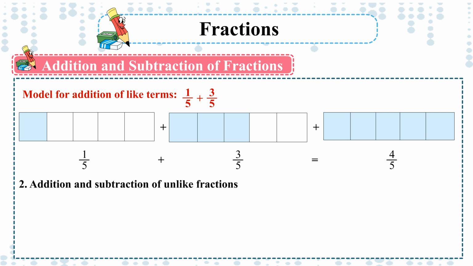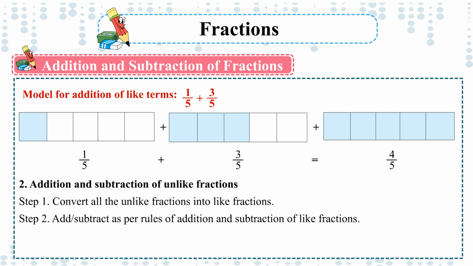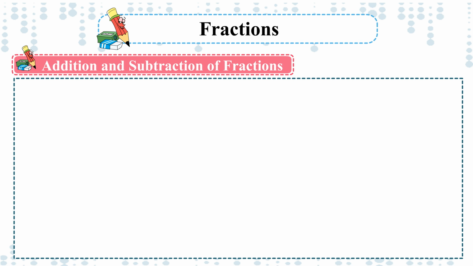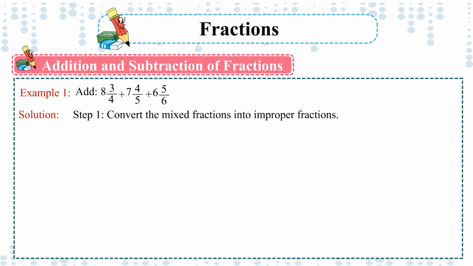2. Addition and subtraction of unlike fractions. Step 1. Convert all the unlike fractions into like fractions. Step 2. Add or subtract as per rules of addition and subtraction of like fractions. Example 1. Add 8, 3 upon 4 plus 7, 4 upon 5 plus 6, 5 upon 6. Solution. Step 1. Convert the mixed fractions into improper fractions.